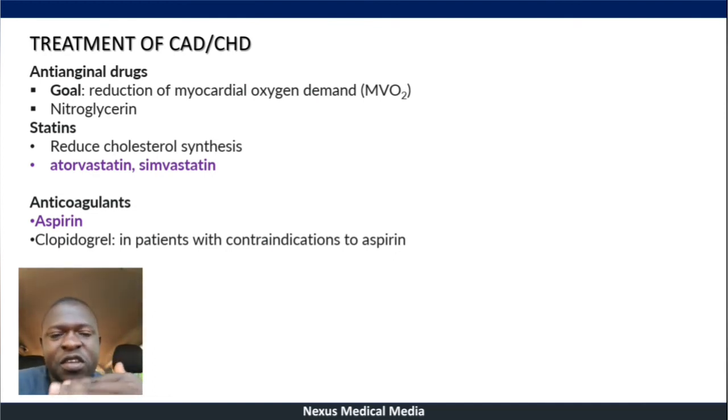And next will be statins. Statins are drugs which reduce the synthesis of cholesterol. Examples are atorvastatin, simvastatin. They end with statin, so it's easy. We can also use anticoagulants, like aspirin or clopidogrel, with clopidogrel used in patients with contraindications to aspirin. So why do we need anticoagulants?